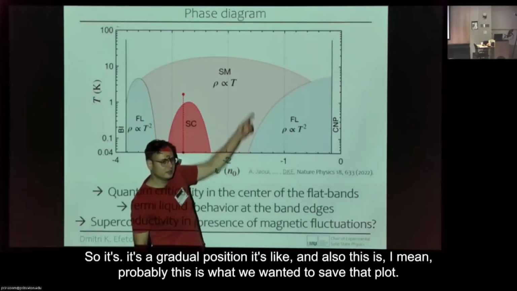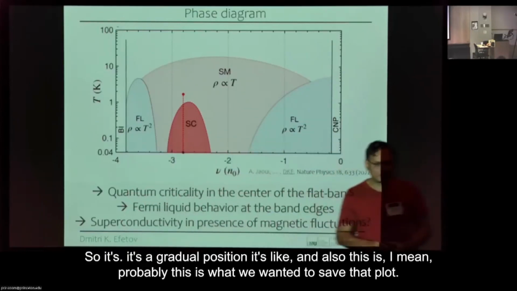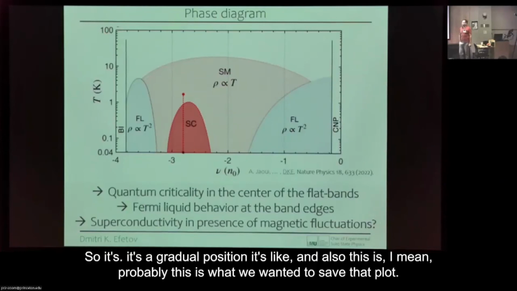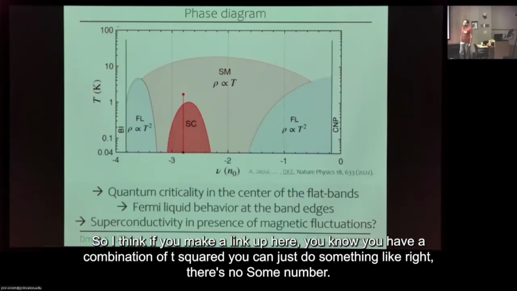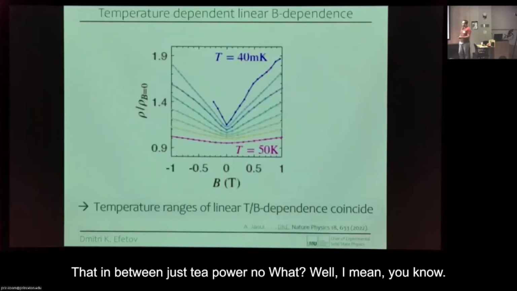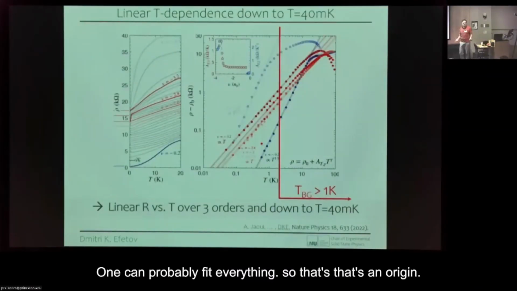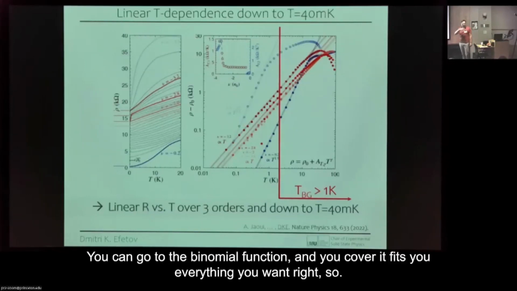Okay, so you mean you can just do some easy calculation with T power law 1 plus T power law 2. Right, something like that. But it's not some number in between, like T power law 1.5. No, well, if one plays enough with power laws, one can probably fit everything. Yeah, in Origin you can go to the monomial function, and it fits you everything you want.